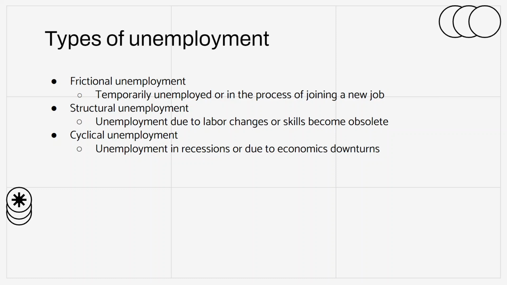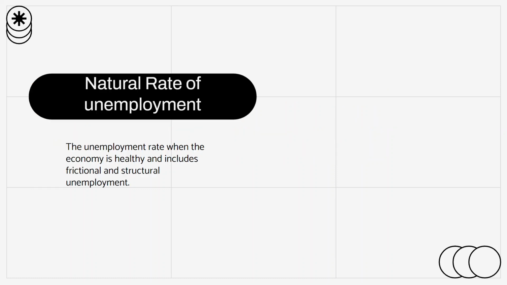Then there's the third one, cyclical unemployment. This is the unemployment that happens in recessions or due to economic downturns. We'll talk about what exactly recessions and economic downturns are in a few slides.